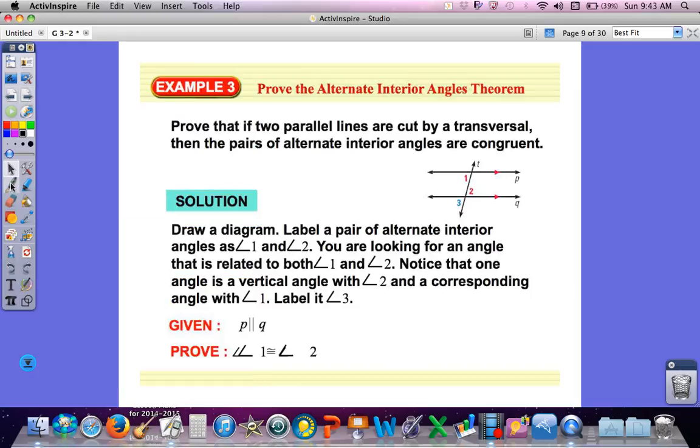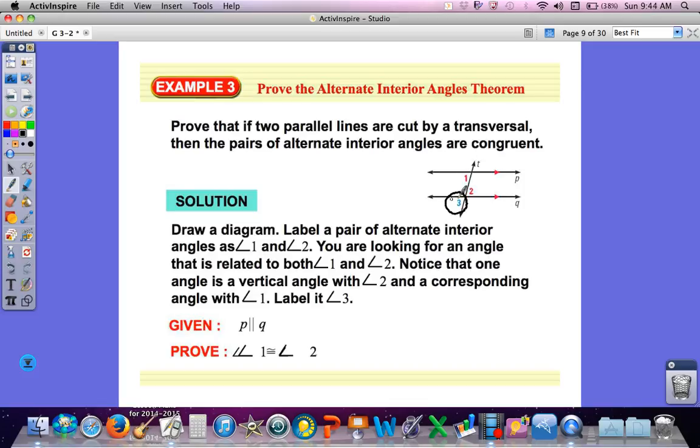Now they're asking us to do a proof. They want us to prove the alternate interior angles theorem. They've told us the theorem is true, but they want us to prove it. So they ask you to draw a diagram, label a pair of alternate interior angles, angle 1 and angle 2. And this is the thought process. You are looking for an angle that is related to both 1 and 2. Okay? Notice that one angle is vertical with 2 and corresponding to 1. So I labeled this 3.